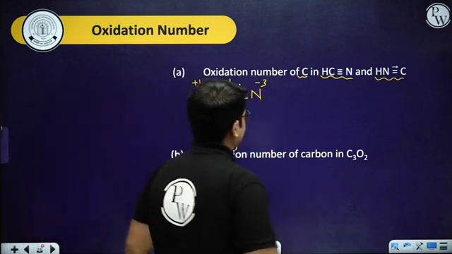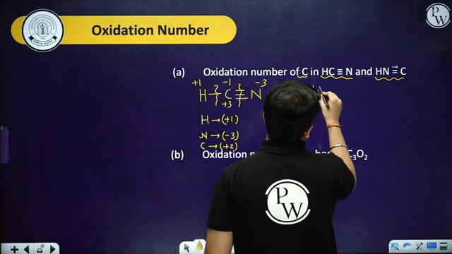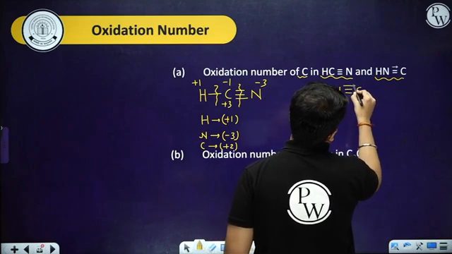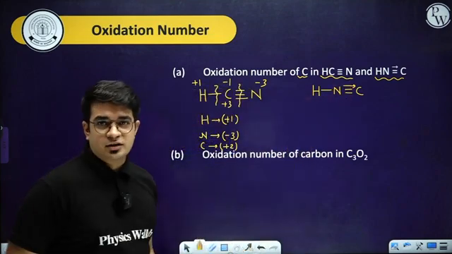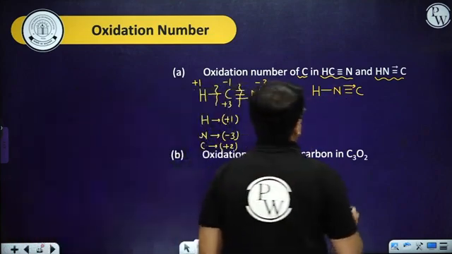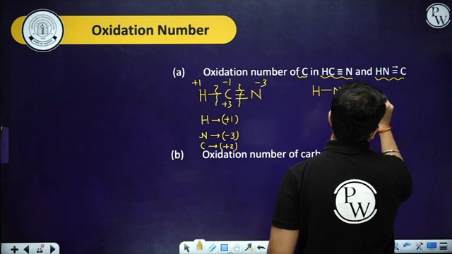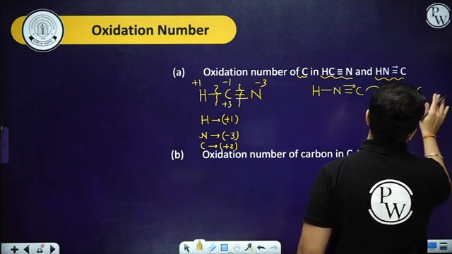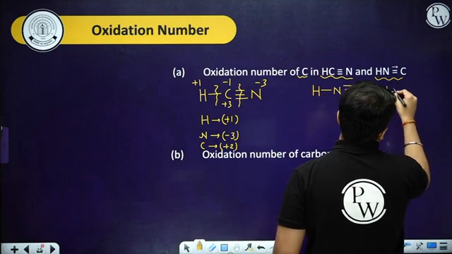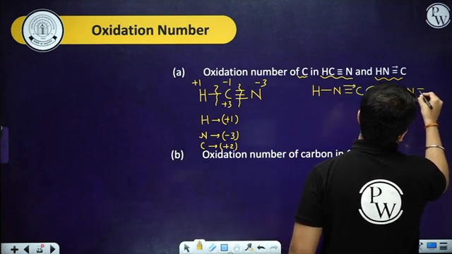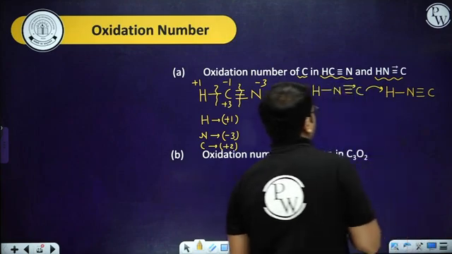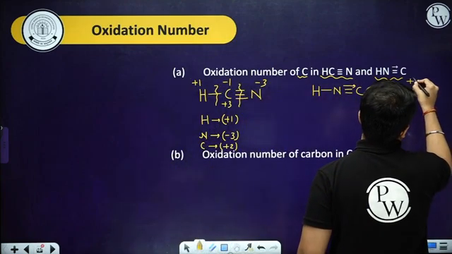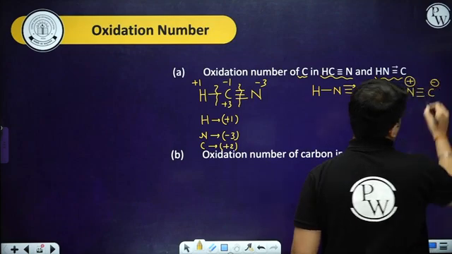Now the second part. We have H, N double bond C and one coordinate bond. So first of all, I have to convert this coordinate bond into a covalent bond. That will look like H N triple bond C. So this is the donor species, positive charge is there, and the acceptor species, negative charge is there.